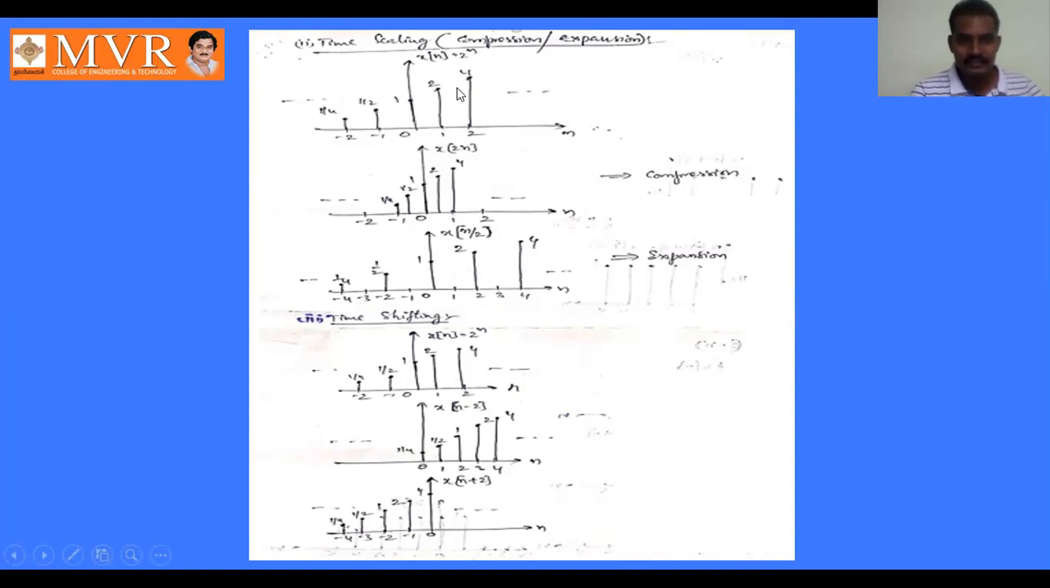This is x of n equal to 2 power n. For compression, x of 2n: replace n by 2n, so it is equal to 2 power 2n.